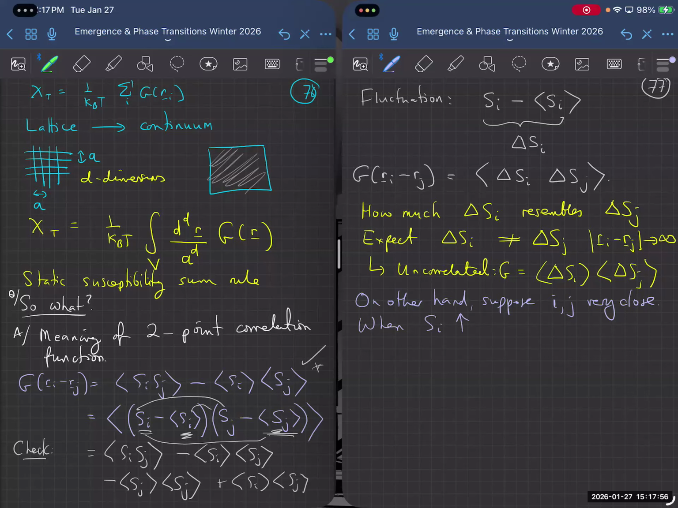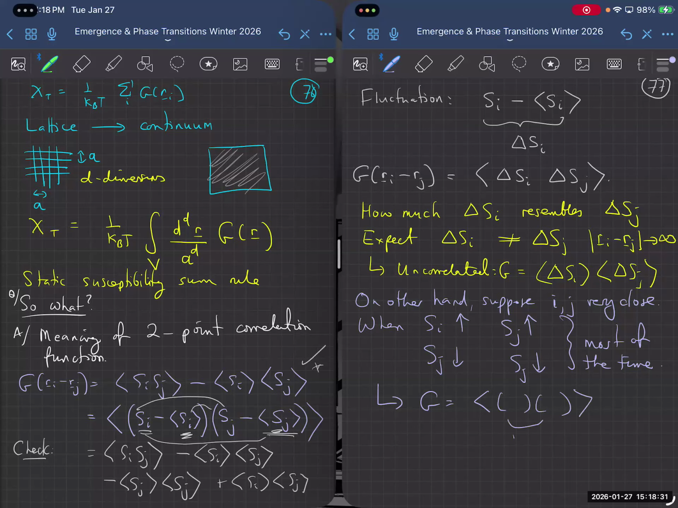So when spin I goes up, then spin J also goes up. When spin I goes down, spin J goes down too, most of the time. So what that means is that if they're very close to each other, their values are going to be the same. And so that means that G is equal to the product of a quantity times another quantity. And these quantities are very similar, which means that G will be large.